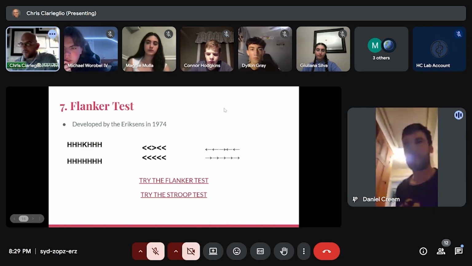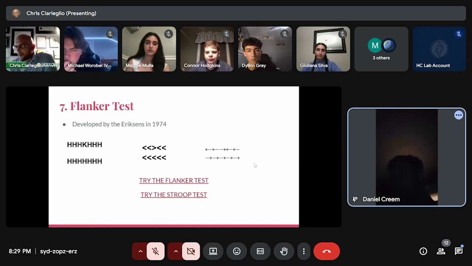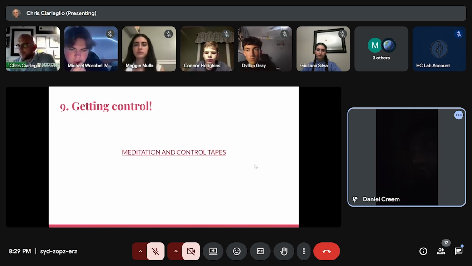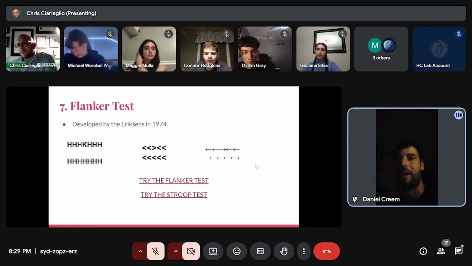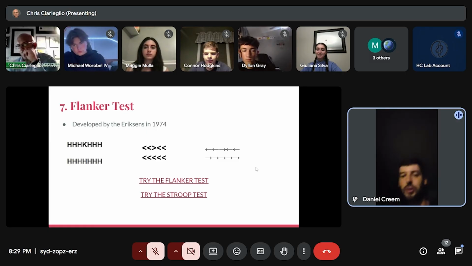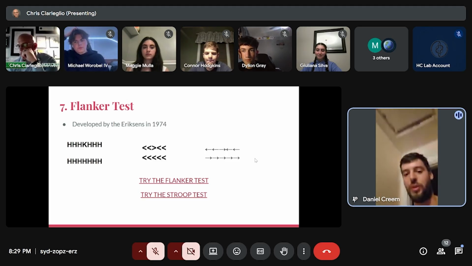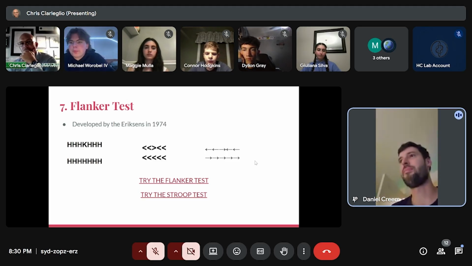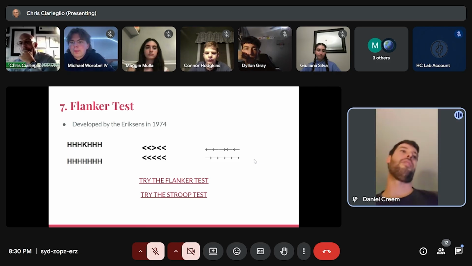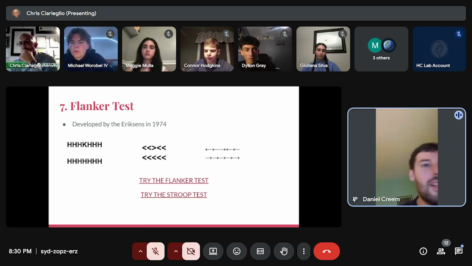Okay. Have any of you guys ever done the Stroop test? Where you have to read words that are in different colors, but you have to ignore the color and just read the word. Or sometimes you have to ignore the word and just read the color. It's pretty difficult, but it's very much like the flanker task. It involves having to ignore stuff and pay attention to other stuff.